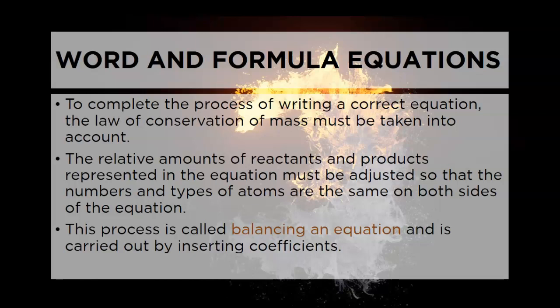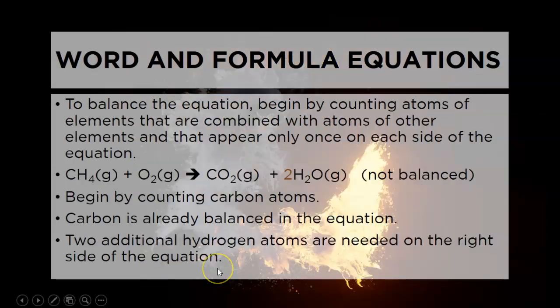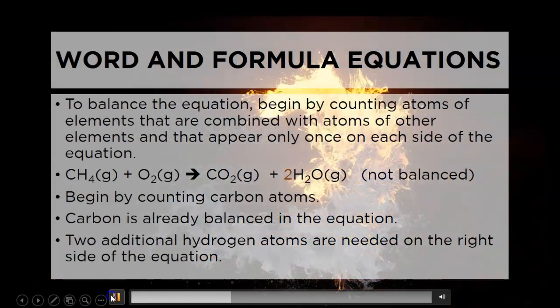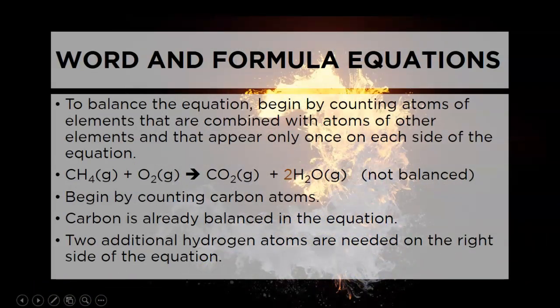But when you write a correct equation, the law of conservation of mass must be taken into account. And we're going to do that by balancing the equation. So the amount of reactants and products must be adjusted so that we have the same number and type of atom on each side. So here's my equation. We're going to count atoms on each side.